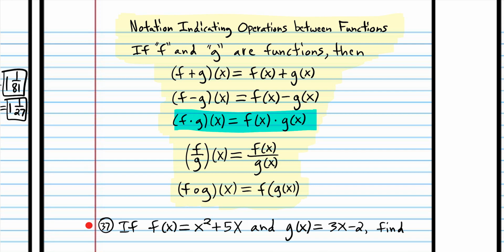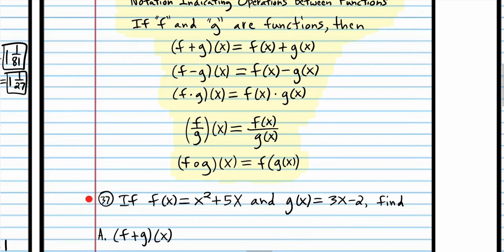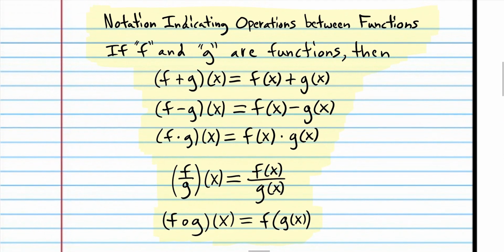It's very important not to confuse f of x times g of x and f of g of x. We'll talk about that later. If you see a closed dot, then that's multiplication. If you see an open dot, that means it's a composite function, where you're putting one function inside another function. So get a picture of this with your phone.